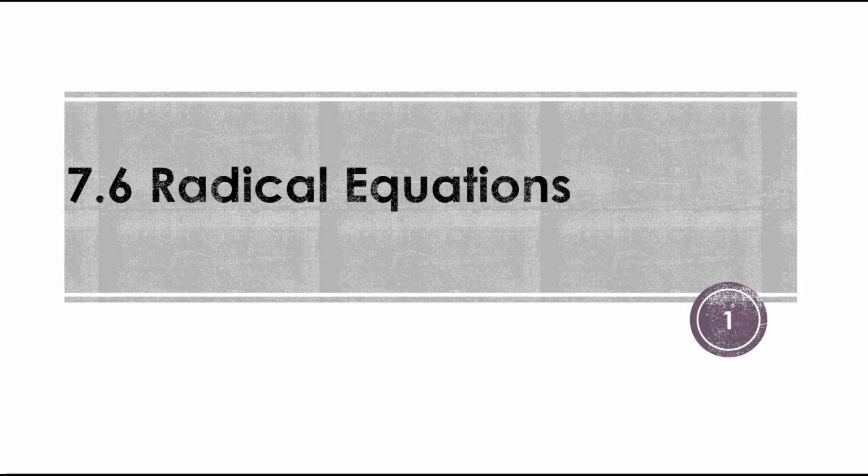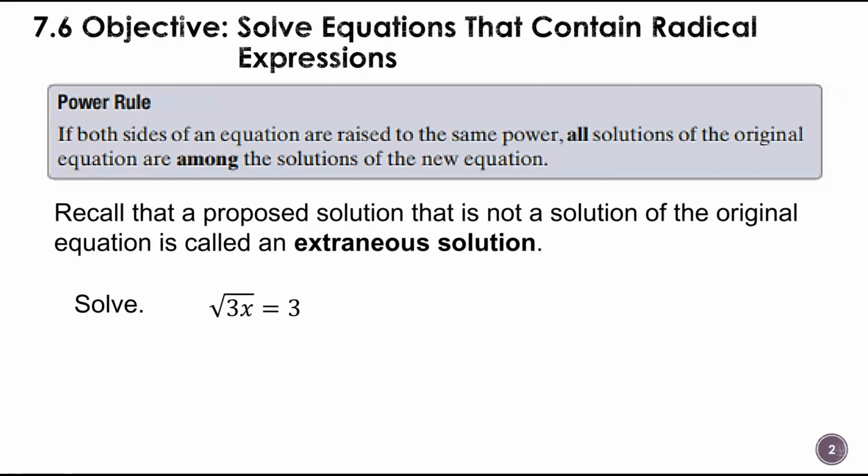Hello, on this lesson we're going to be solving radical equations. We use something called the power rule in order to solve these equations, and the power rule says that we're going to raise both sides of the equation to the same power, and the power will depend on the type of root that we had. In this case, on this first example, we have the square root of 3x. The index is 2, so we're going to raise it to the second power.